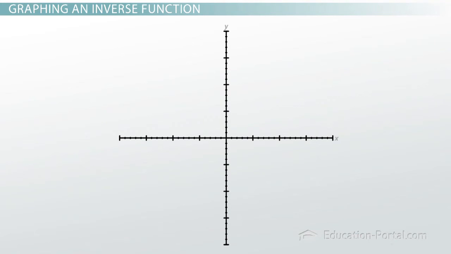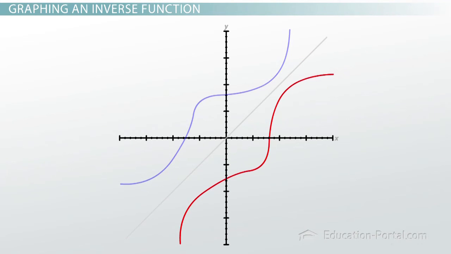So I can use that on much more complex functions. Say I have some function f of x that looks like that. If I draw the 45-degree line and I mirror it, I can get a pretty good idea as to what the inverse function looks like.